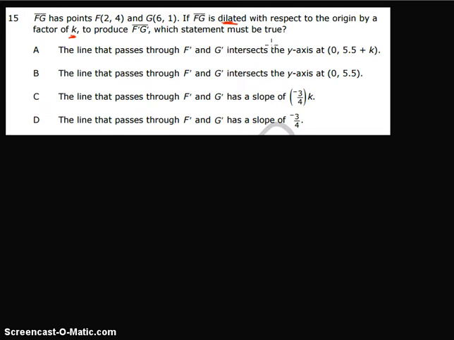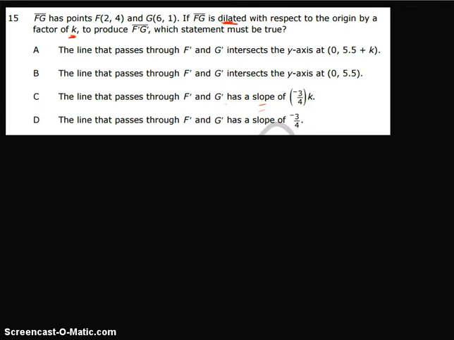So it seems like it's asking a question about the new line, the dilated line FG. Some of the multiple choices are asking for the new coordinates, and some of them are talking about slope. In dilation, remember, if we are dilating about a certain point, especially about the origin, a lot of times the slope might change, but sometimes the slope might stay the same, especially if it is a line.